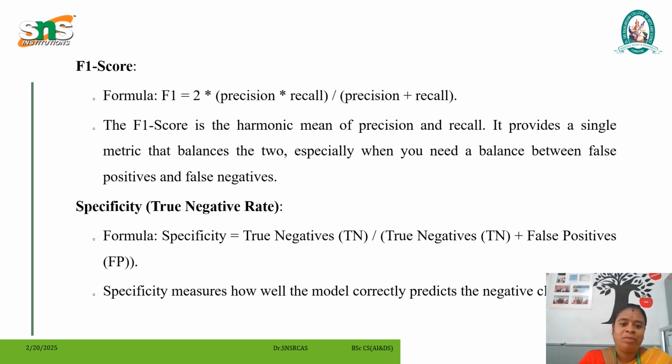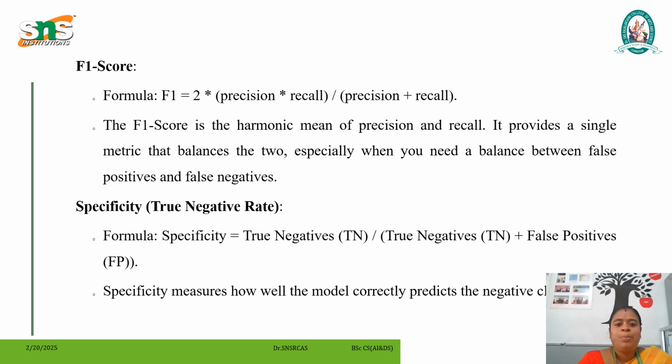Next one, F1 score. Formula: F1 equal to 2 into precision into recall divided by precision plus recall. F1 score is the harmonic mean of precision and recall. It provides a single metric that balances the two, especially when you need a balance between the false positive and false negative.